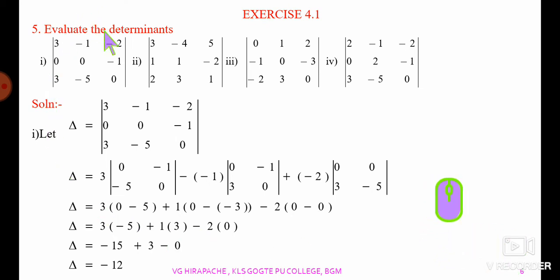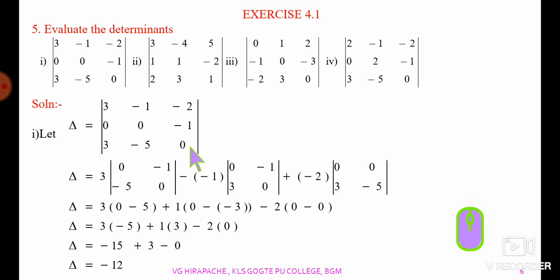Now my dear students, we are going to solve the remaining problems from exercise 4.1. This is the fifth question from exercise 4.1, and we have 4 sub questions. Let me deal with these questions one by one. I'll go for the first question. Let delta be equal to the determinant whose first row elements are 3, minus 1, minus 2. Second row elements are 0, 0, minus 1. And third row elements are 3, minus 5, 0.